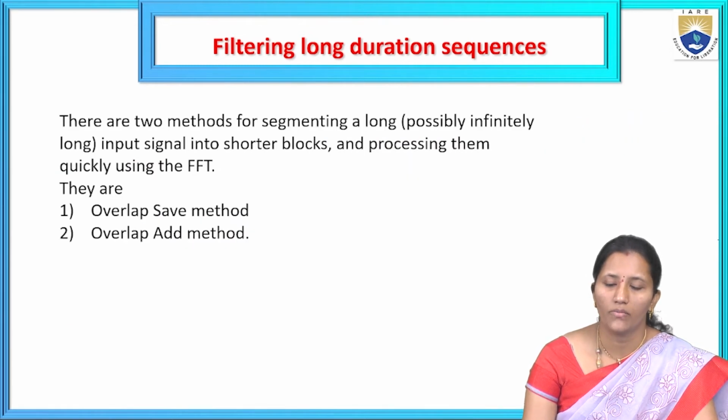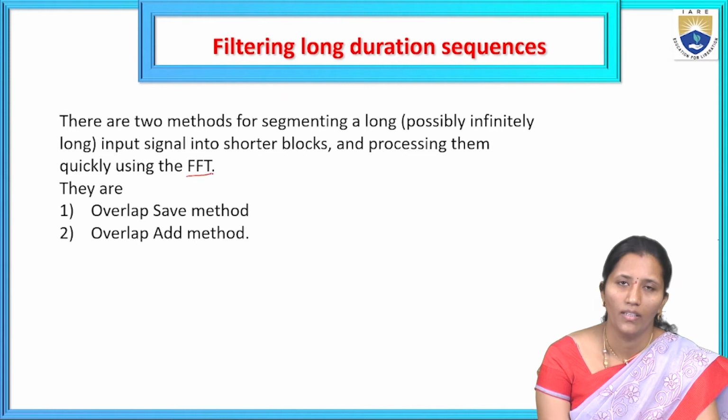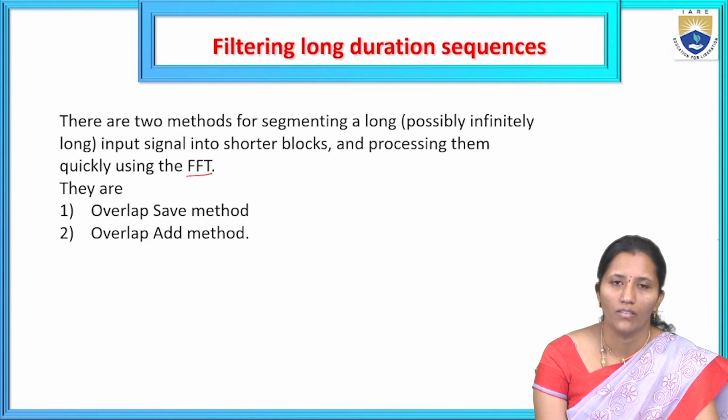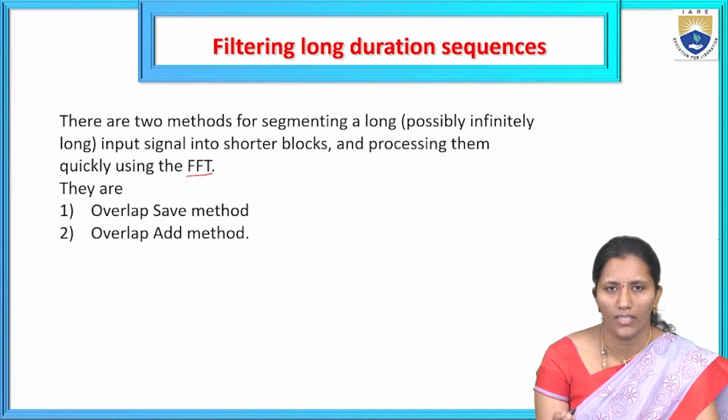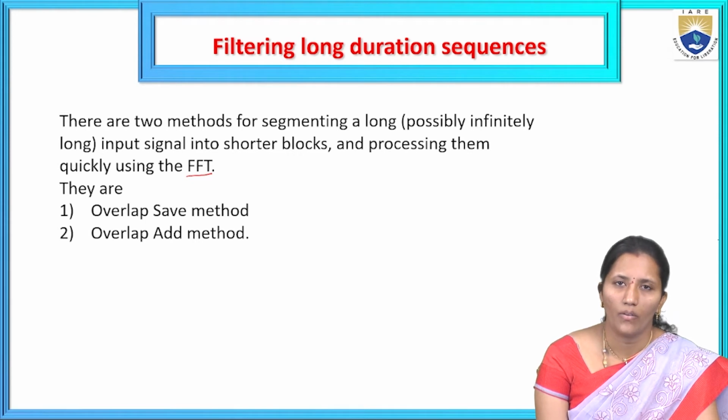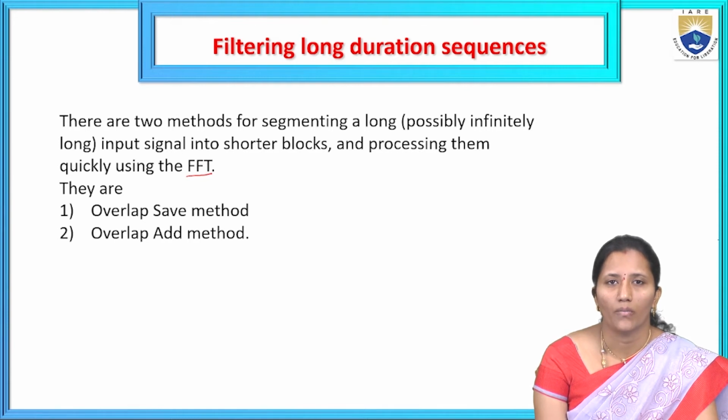There are two methods for segmenting a long input signal into shorter blocks. To process them quickly, we will use the FFT process here. So here we have two methods for filtering long duration sequences. We have the input for the system, a continuous input signal x of n, otherwise a long duration input x of n. It should be convolved with the system impulse response, which has the short duration h of n. So for that, we have to segment the input into blocks, and convolve each segment block with the impulse response of the system.